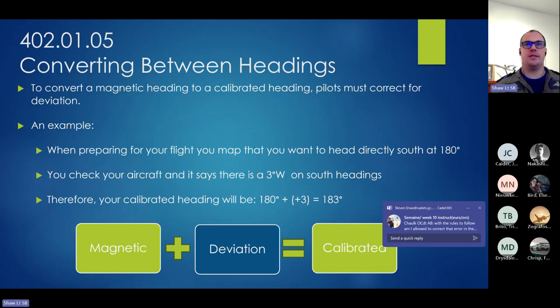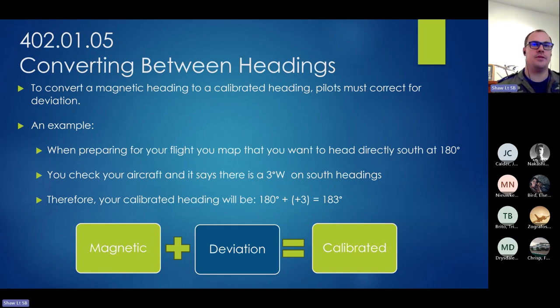To convert a magnetic heading to calibrated heading, pilots must correct for deviation. So when preparing your flight, you want to head directly south at 180 degrees. The little compass card in the airplane says that there's a 3 degrees westerly error on south heading. So therefore, your calibrated heading will be 180 plus 3 equals 183 degrees. So if we want to fly properly with our compass, we actually want to head south, but we have to make sure our compass points to 183 degrees. Any questions on that? East is least, west is best.